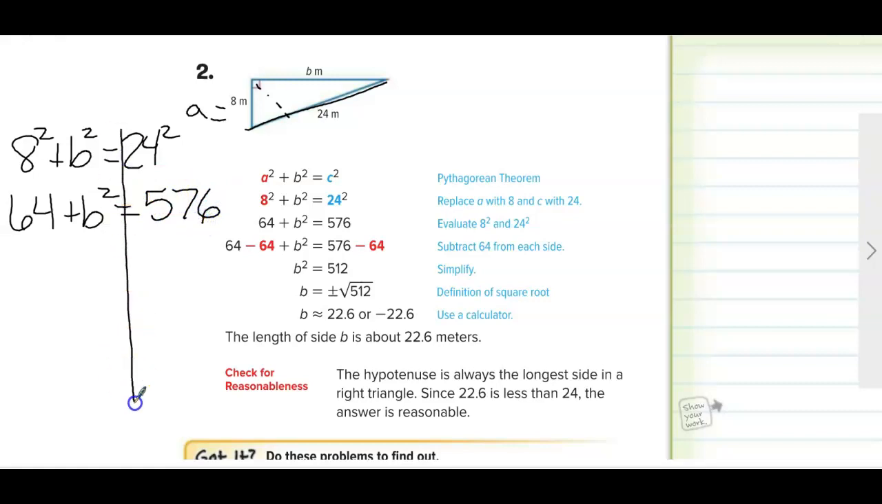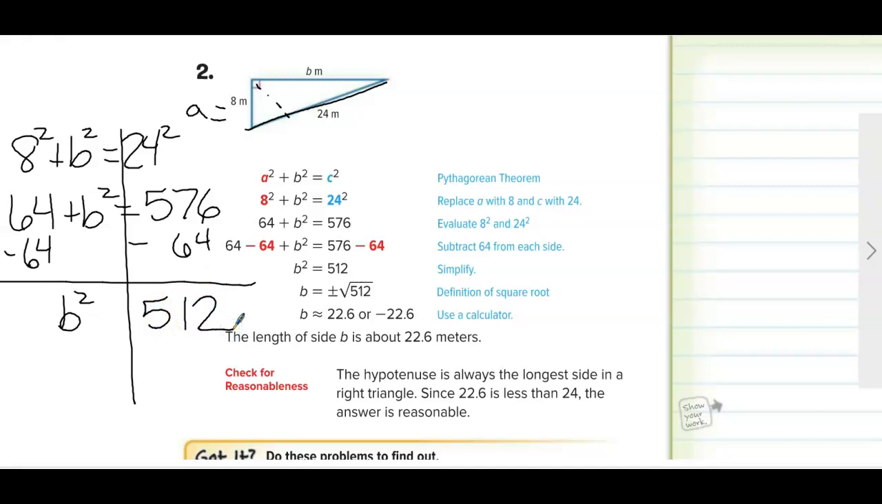Then I would do what? Subtract 64. And what do you get? 512. How do I get B by itself? Square root it. So what do you get when you put into your calculator the square root of 512? Everybody know where the square root is on the calculator? Okay. So you have to hit the square root first, and then you type in 512. You get 22.6. 22.627.